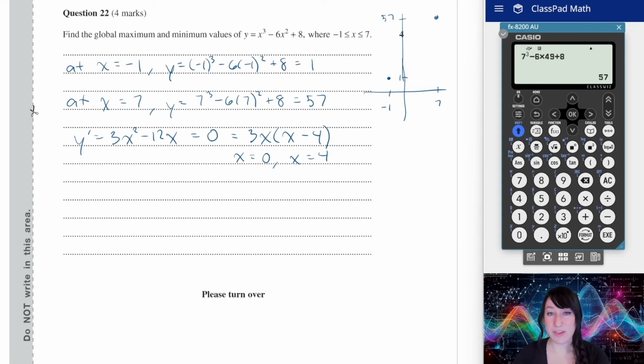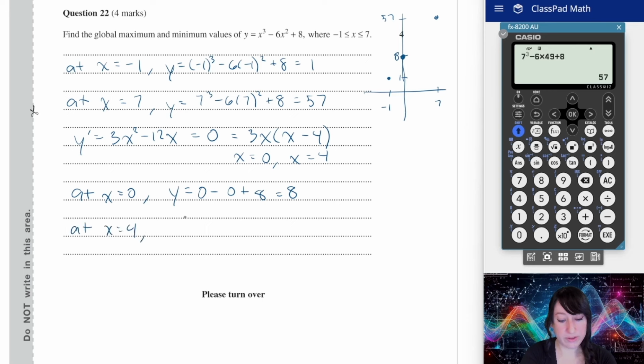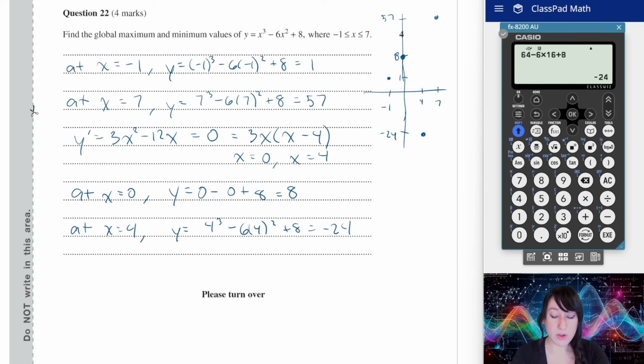So we don't necessarily even need to know the nature because we're just trying to find out what's the highest point and what's the lowest point. So let's just substitute those back into y. At 0, y would equal 8. At 4, y would equal -24. So the graph will essentially look something like this.